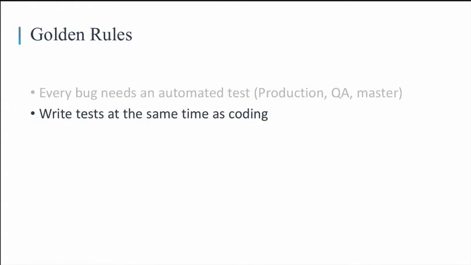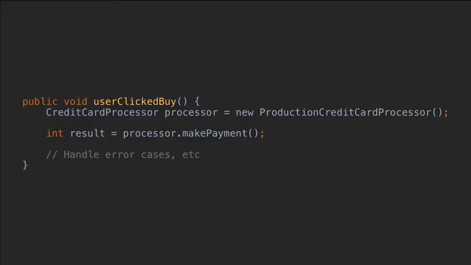Next one is quite subtle. You need to write your tests at the same time as writing the code. I see a lot of teams don't do this, and it's a really dangerous thing to do, because if you write your test later, you're losing a lot of the benefits that automated tests actually give you. The first benefit automated tests give you when you write them is they force you to create testable APIs. So let's look at an example.